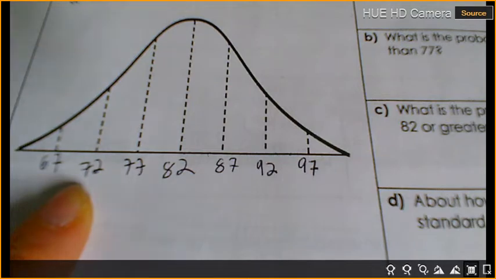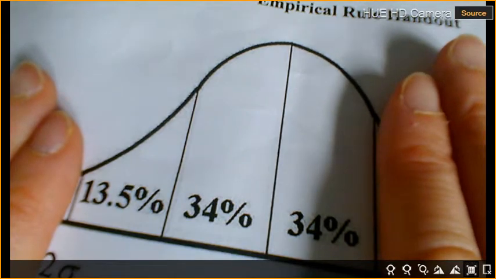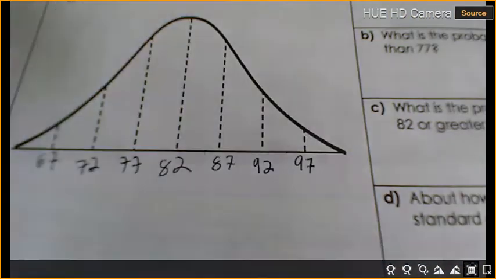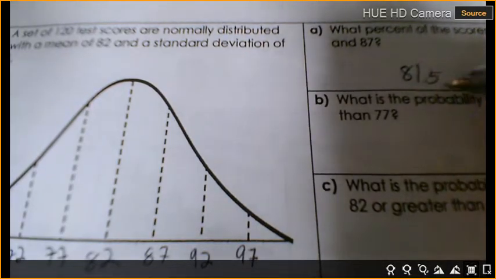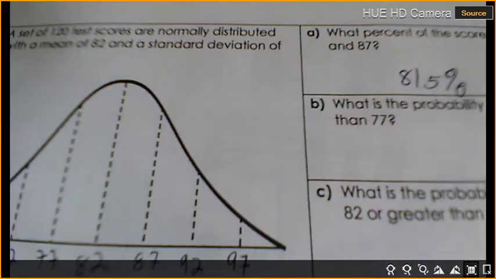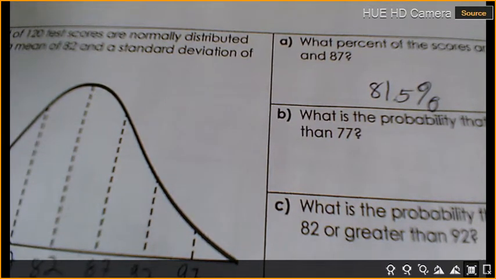Correct. So what Abby just said is it's this area right here. 13.5 plus 34 plus 34, and we get 81.5%.